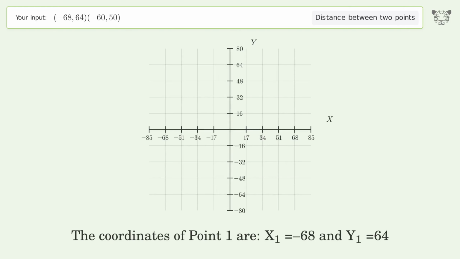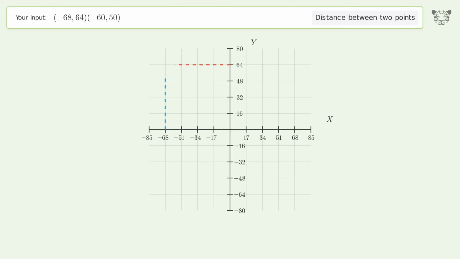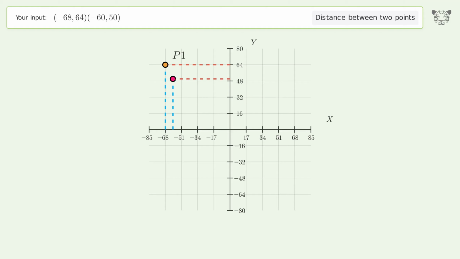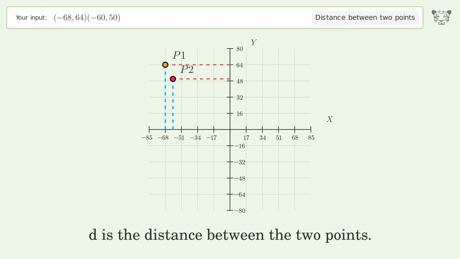The coordinates of point 1 are x1 equals negative 68 and y1 equals 64. The coordinates of point 2 are x2 equals negative 60 and y2 equals 50. D is the distance between the 2 points.